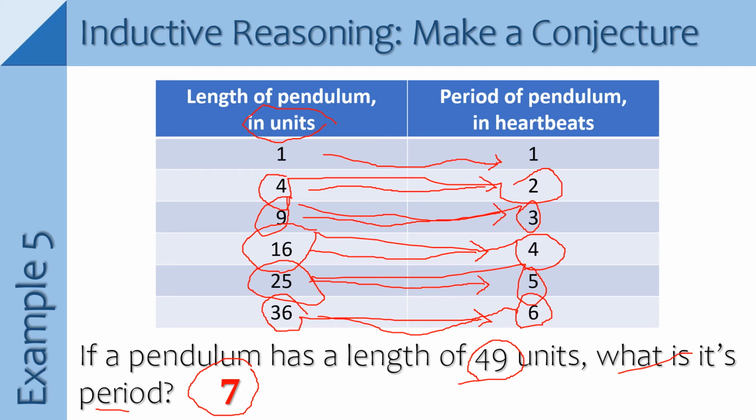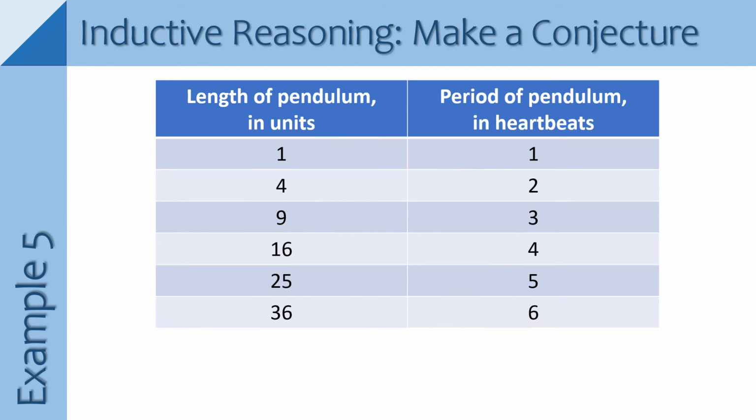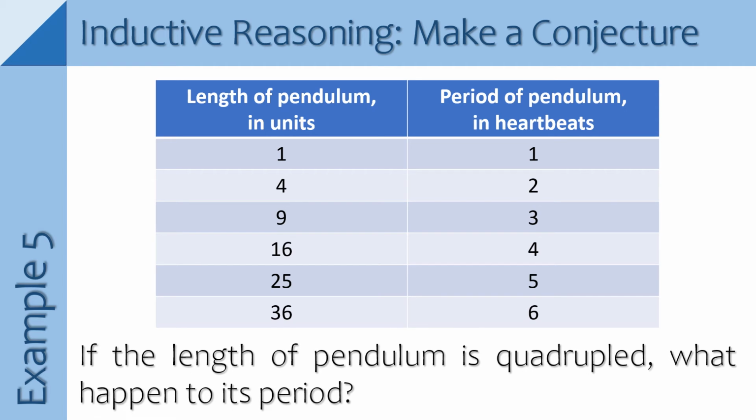Okay, next. In this case, if the length of the pendulum is quadrupled, what happens to its period? Quadrupled means times 4. So let's start with 1. If 1 unit is equal to 1 heartbeat, and we multiply 1 by 4, it will result in 4.